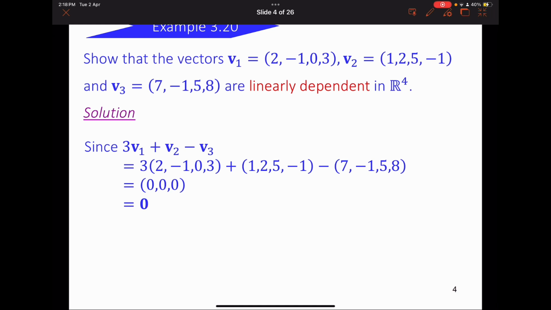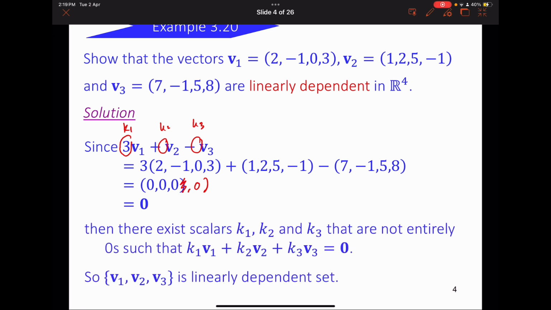This is true. This is proven since we have found K1, K2, K3, such that K1V1 plus K2V2 plus K3V3 equals the 0 vector. Because we can find K1, K2, K3, therefore the set S here is a linearly dependent set.